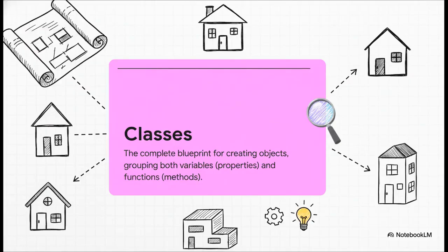And that brings us to our final ingredient, C, for classes. A class is the master blueprint. If an object is a specific house, the class is the architect's plan that you can use to build 100 houses just like it. It defines all the variables and all the functions that every single object made from it will have. It's really the ultimate organizational tool.